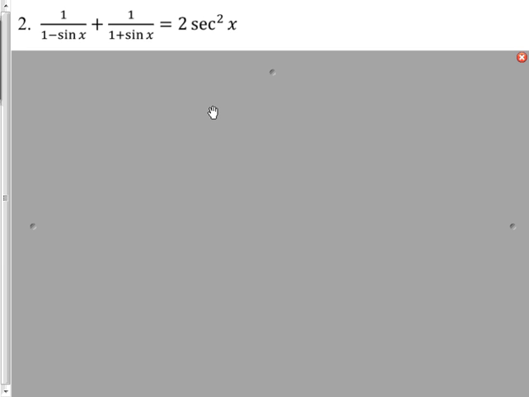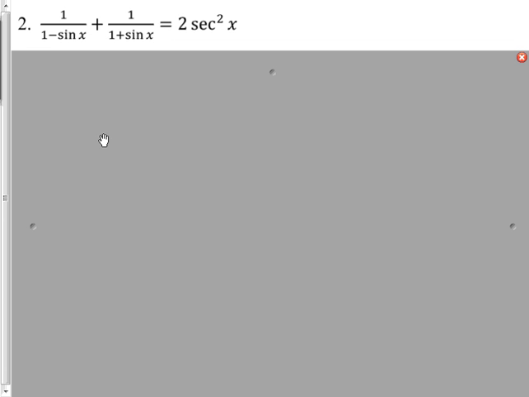Next up is 1 over (1 minus sine of x) plus 1 over (1 plus sine of x) equals 2 secant squared of x. Now, whenever you see these pieces in the denominator, we want to make this 1 minus sine squared by multiplying by the conjugate. Same old thing over here.